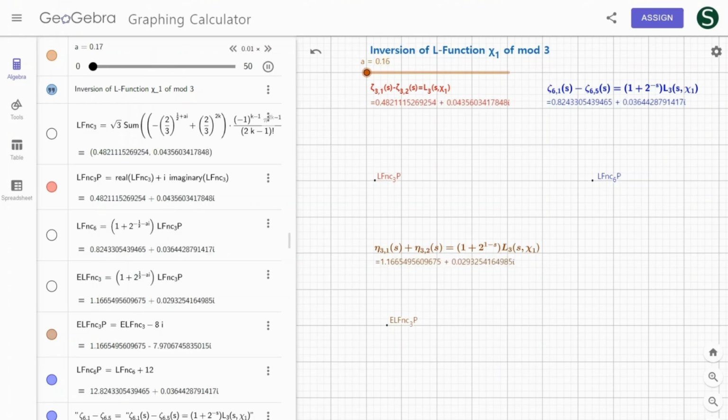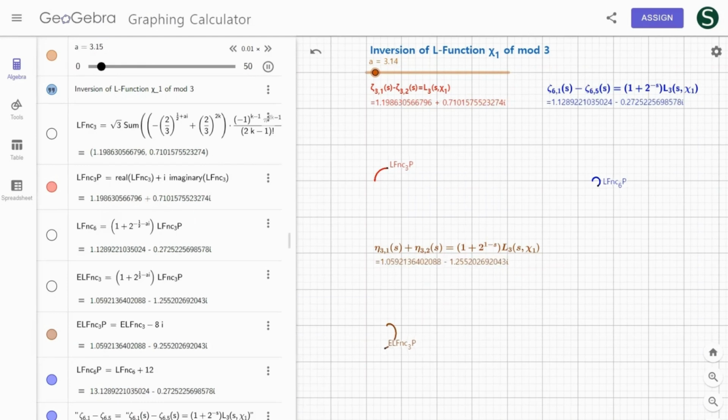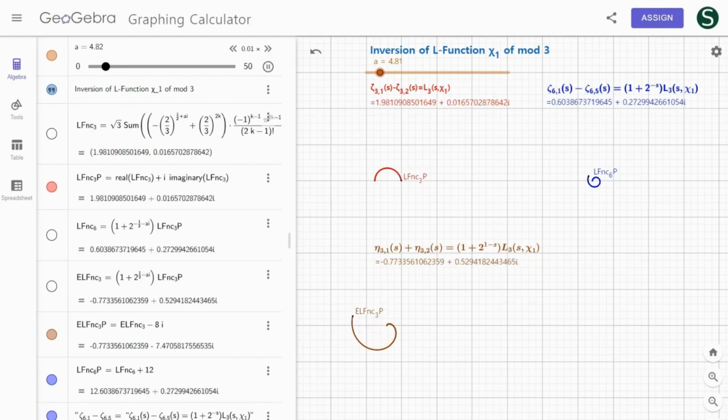The L function can be obtained by the subordinate Zeta function of the binomial theorem of the Zeta function, and the L function can be inverted again by the functional equation. The difference between the subordinate Zeta functions 3, 1 and 3, 2 is the L function chi1 of mod 3, and if inverted by the functional equation, the L function can be obtained by the Zeta function of the negative domain.